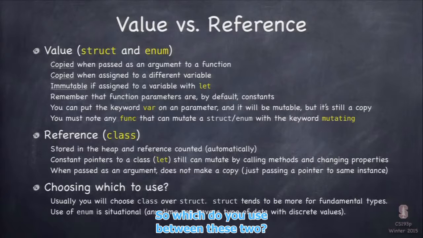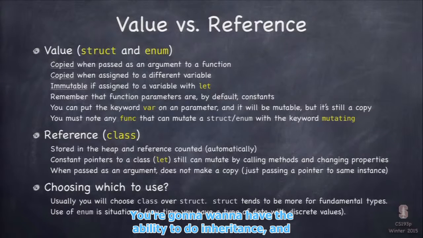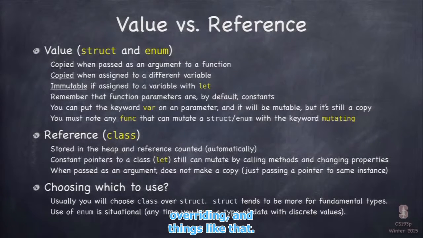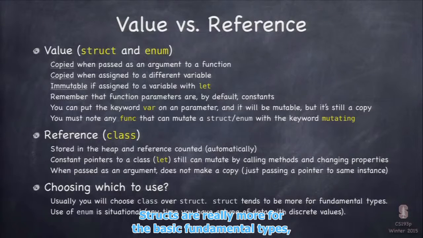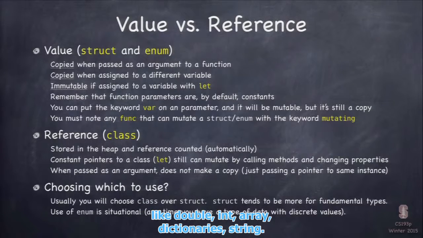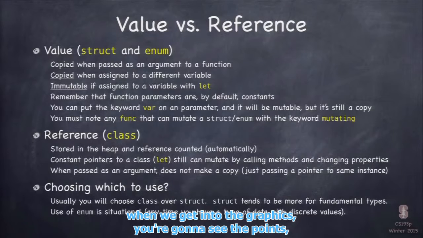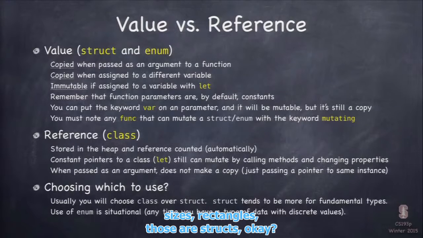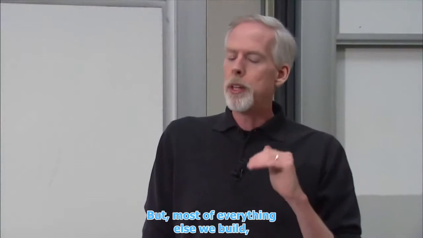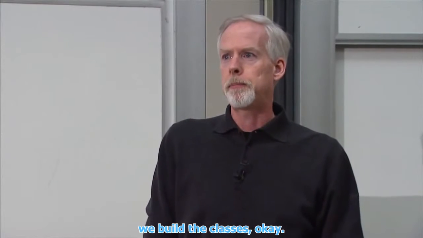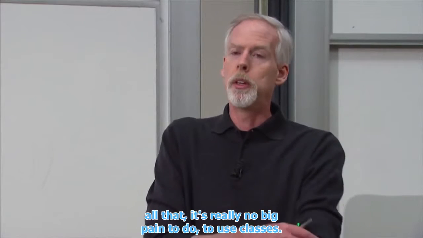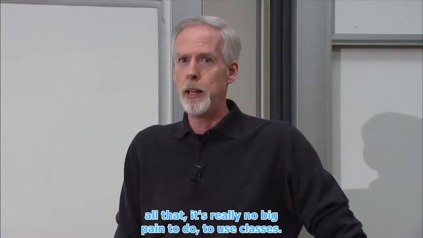which do you use between these two? Well, 90% of the time you're going to use a class. This is an object-oriented programming language. You're going to want to have the ability to do inheritance and overriding and things like that. Structs are really more for the basic fundamental types like double, int, array, dictionary, string. These are all really fundamental things. And when we get into the graphics, you're going to see that points, sizes, rectangles, those are structs, okay? But most of everything else we build with classes, okay? And since Swift manages all the memory for you and all that, it's really no big pain to use classes.